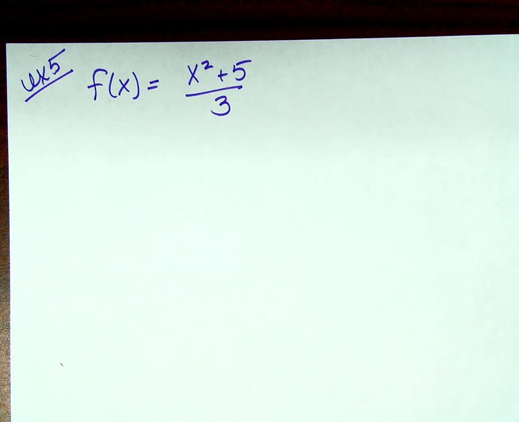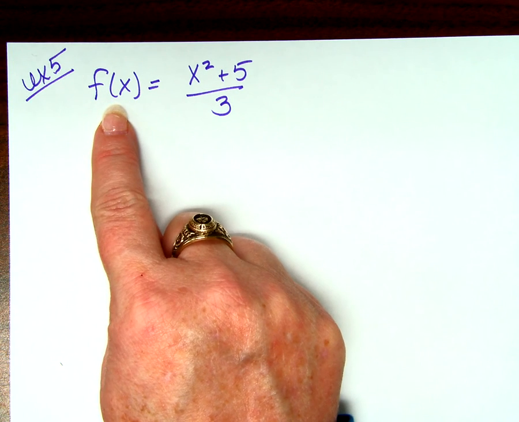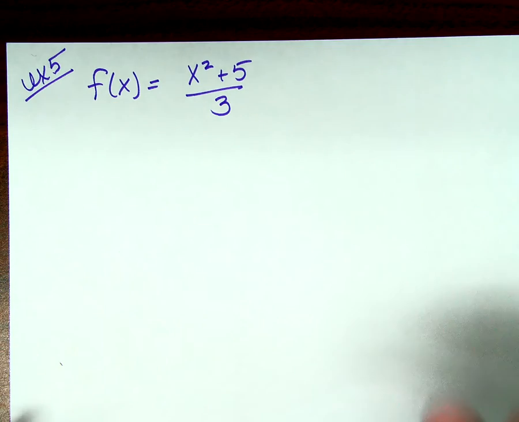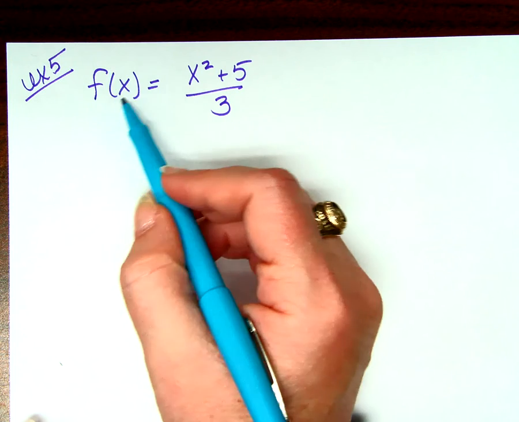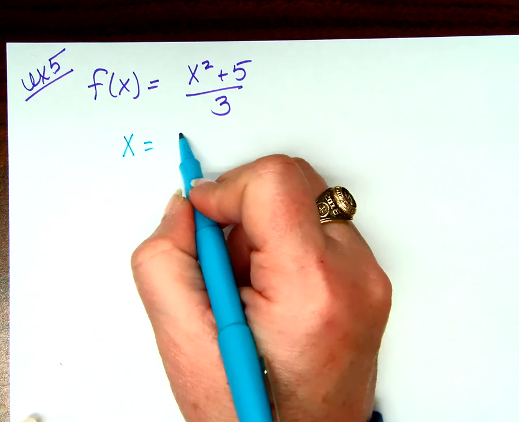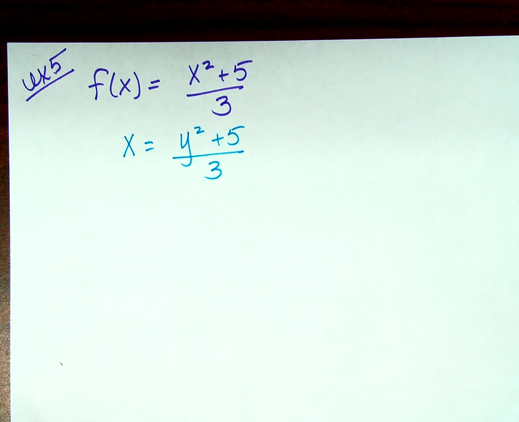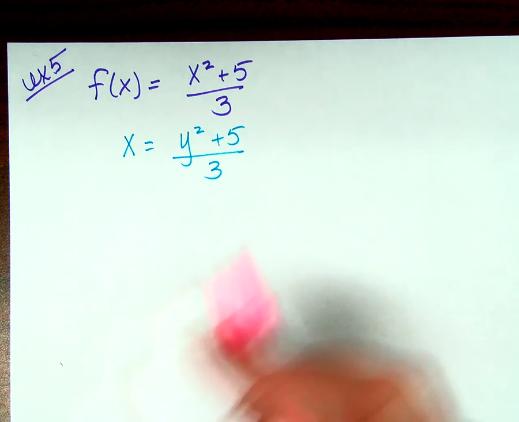The people that get tricked on this problem panic because there's no y. Except you know that in function notation, f of x is the same as y. So when I go to switch x and y, this was already y, so it is x. This was already x, so it is y. So hopefully you did not let yourself be tricked. Now I need to solve for y.